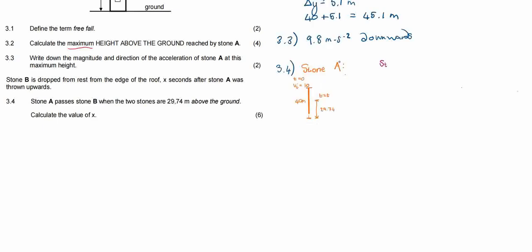Similarly, for stone B, we're told that stone B is dropped from rest from the edge of the roof, so its initial velocity will be 0. And this is at time t equals x seconds. This is the x seconds after stone A was thrown upwards. And at 29.74 meters above the ground, stone B meets stone A at t equals t seconds. So they meet each other at the exact same time.